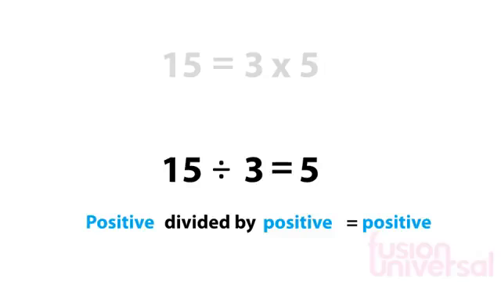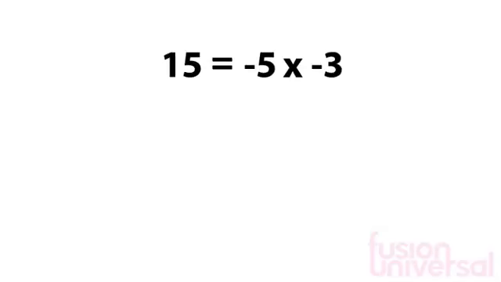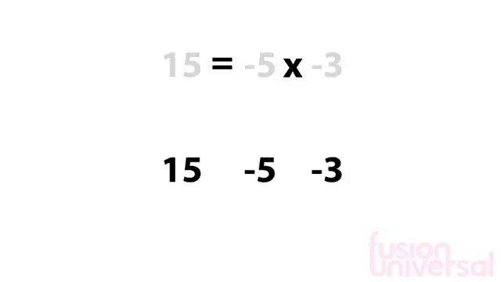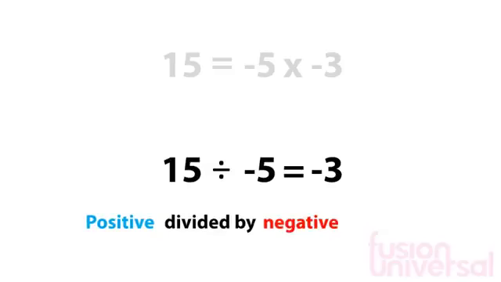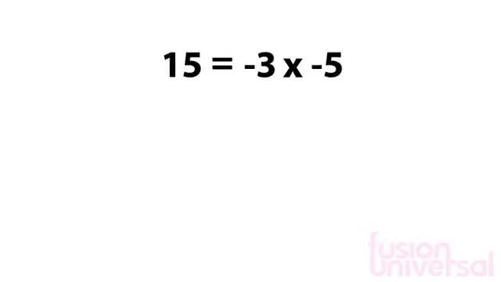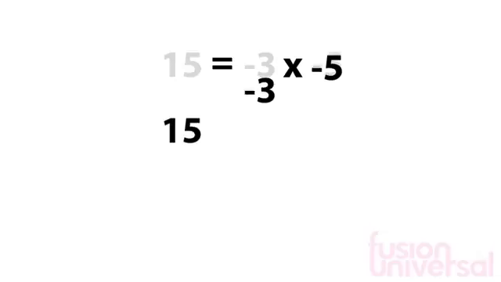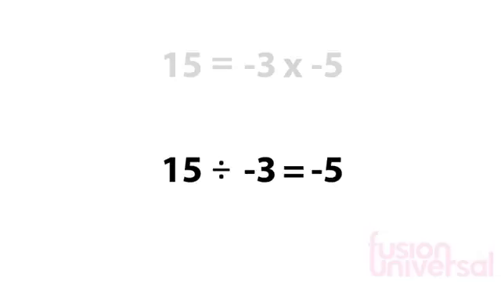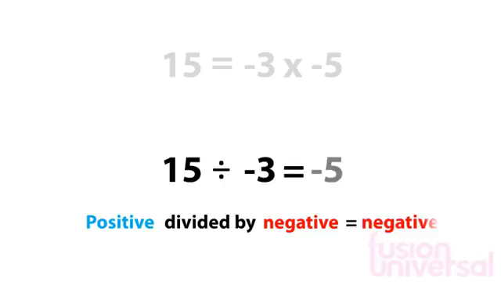We know from our rules of multiplying negative numbers that multiplying two negative numbers together gives us a positive result. We can undo this multiplication by dividing. A positive number divided by a negative number gives a negative result. We can reverse this multiplication and see that when we look at it as a division, we are still dividing a positive by a negative, so we still get a negative result.